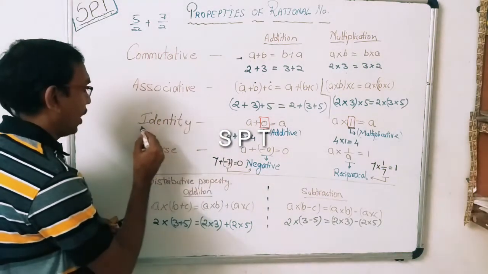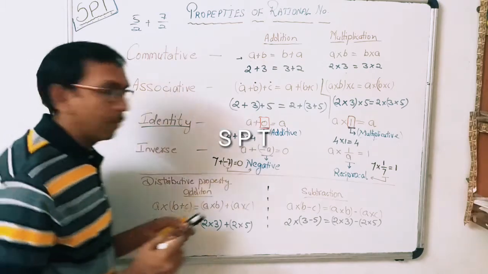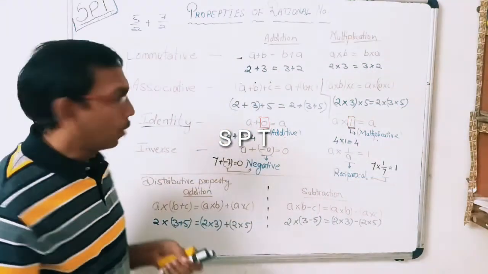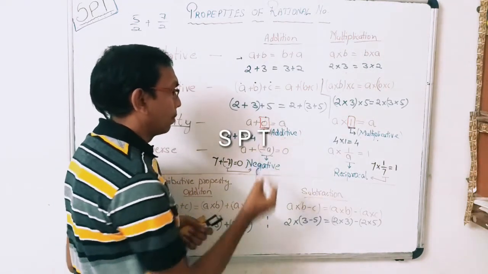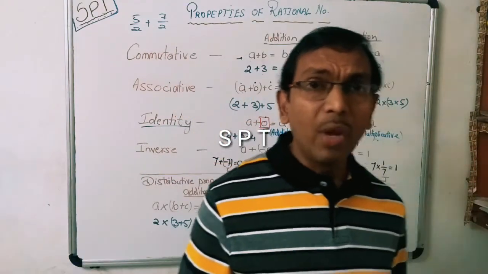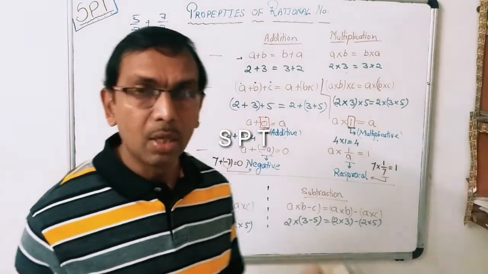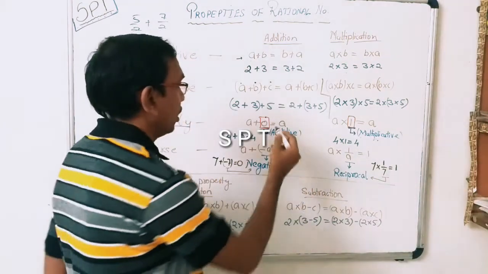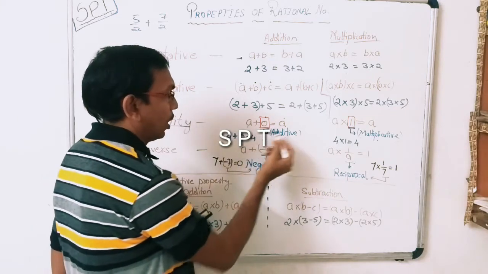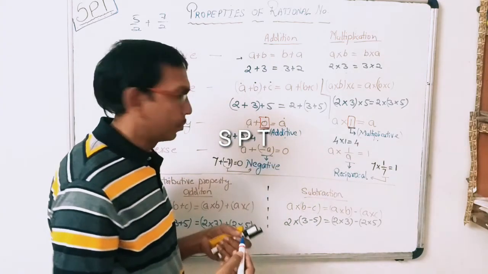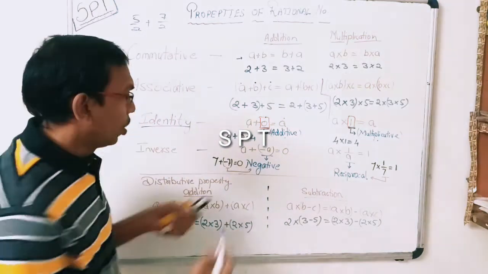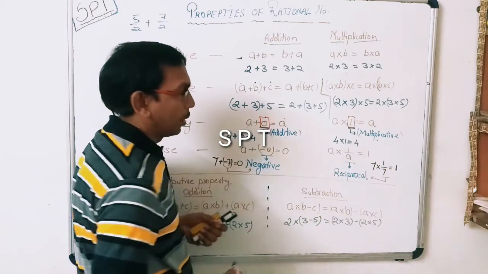Next property is identity. Now there are two types of identity: additive identity and multiplicative identity. Now 0 is called the additive identity. Now what is the definition of additive identity? It is a number which when added to any other rational number, the result is the same. Means if I take a as a rational number and add 0 to it, I will get a as the result. If I take 4, 4 plus 0, the answer is 4. So this 0 is our additive identity.